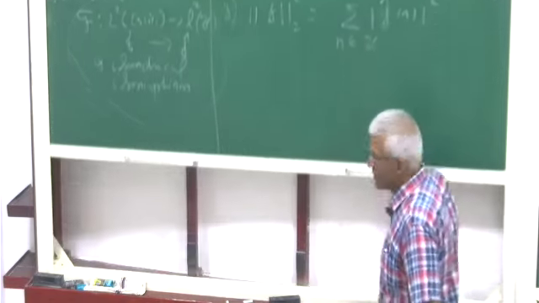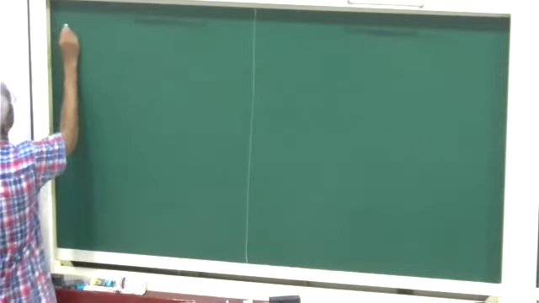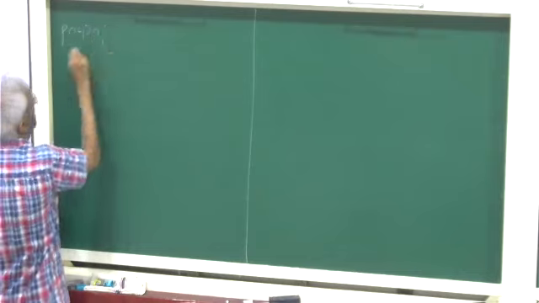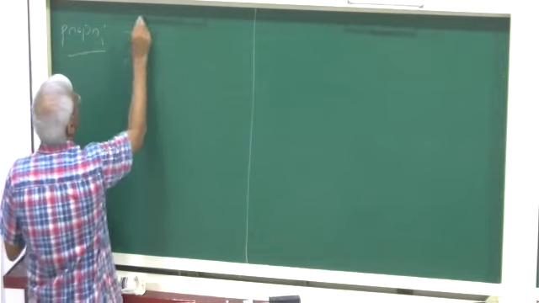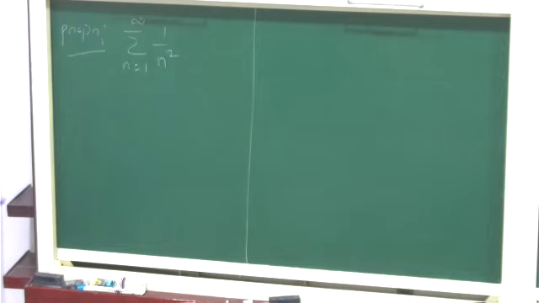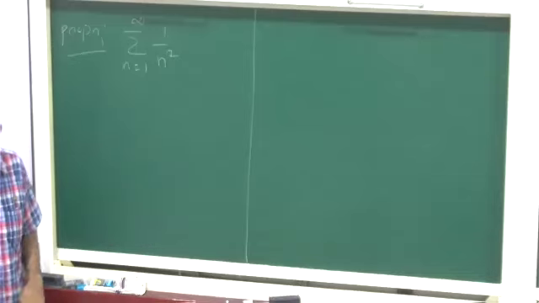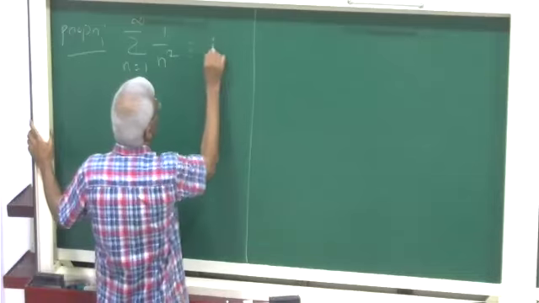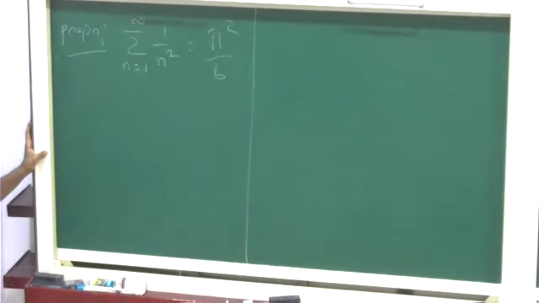To prove that, I don't know whether you have seen it. As an example, do you know the value of the sum for n equal to 1 to infinity of 1 by n squared? What is the value of this? Do you know the proof of it? You don't know the proof of it. How do you know it's pi squared by 6? You said pi squared by 6, no? Let us see whether it's correct. If you haven't seen the proof of it, let's prove it now.